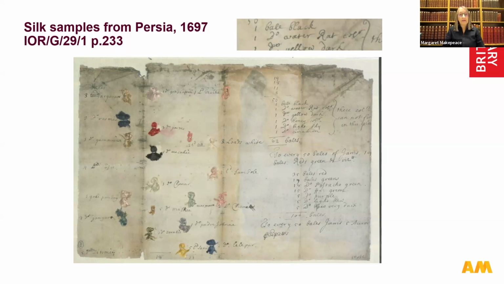In 1697, the company merchants stationed in Persia sent a letter with samples of silk thread attached, so that the directors could see which colours were currently available. One of the colours is described as water rat. You can see it highlighted at the top right of the slide. The silk samples make this document unique, and it is one of my favourite items.